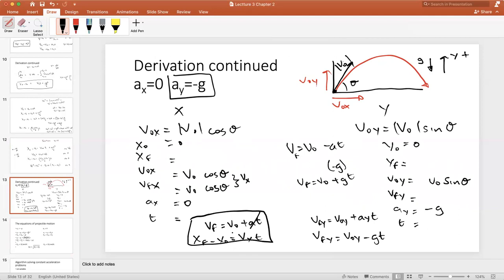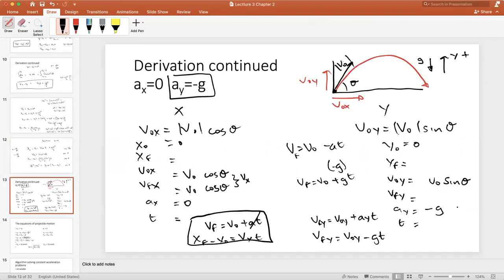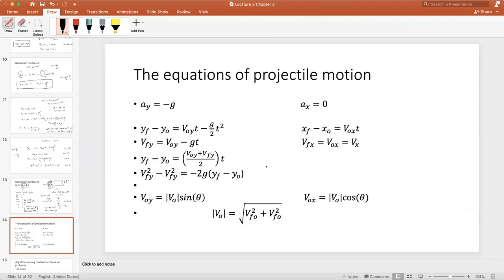These are constant velocity. In the y, you go back and you replace a with minus g in all those equations. And we'll see that soon, but they end up being this.